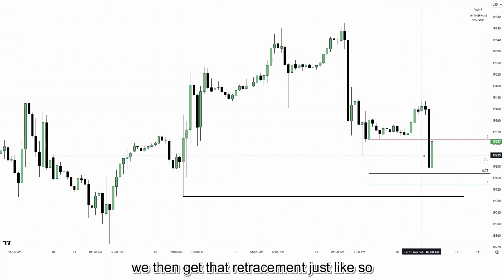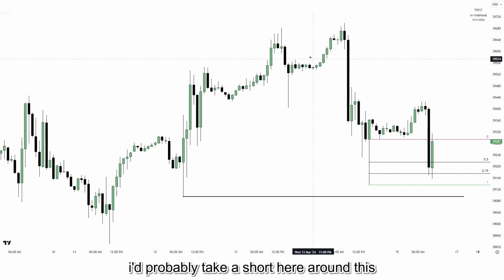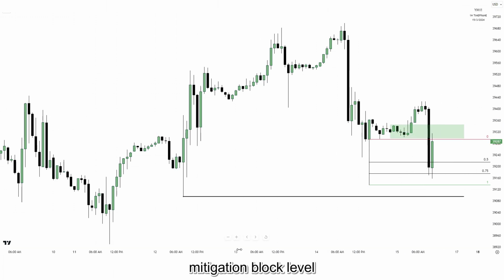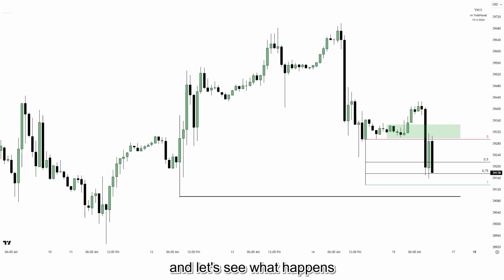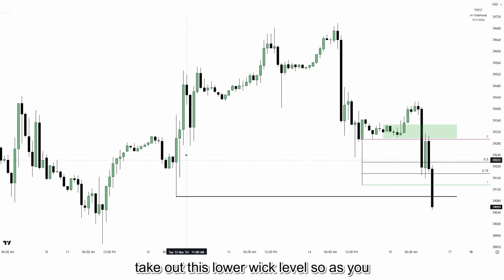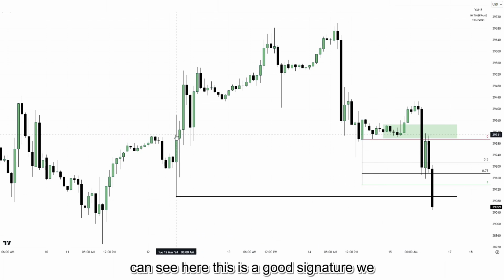We then get that retracement just like so. I'd probably take a short here around this mitigation block level. And let's see what happens. We then fill in this wick and eventually take out this lower wick level. So as you can see here, this is a good signature we want to look for.